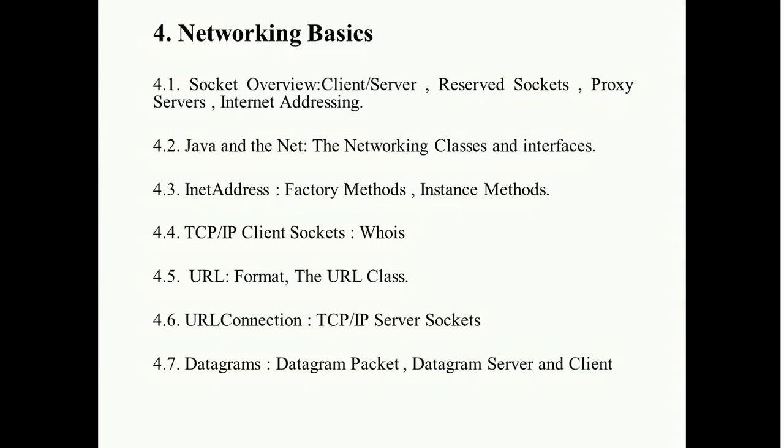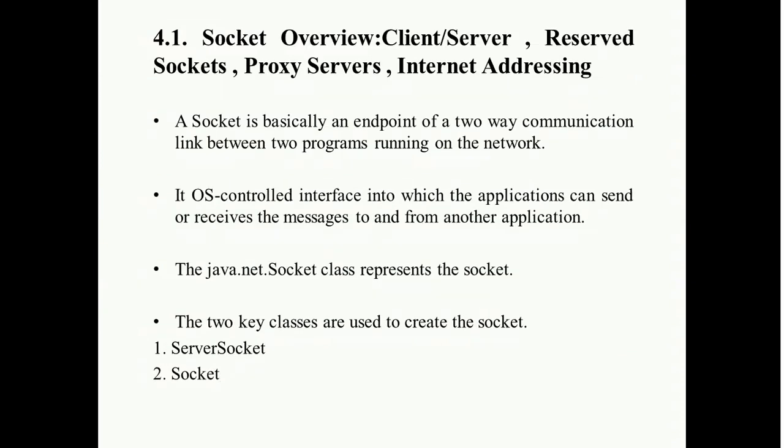The networking basics chapter totally depends on the communication between the networks, and in that the main 2 points are there. One is TCP/IP, meaning connection oriented communication between the networks, and second is UDP. It is nothing but the connectionless communication between the networks. See the first point, what is the socket overview. In that we will discuss client server, reserved socket, proxy servers, and internet addressing.